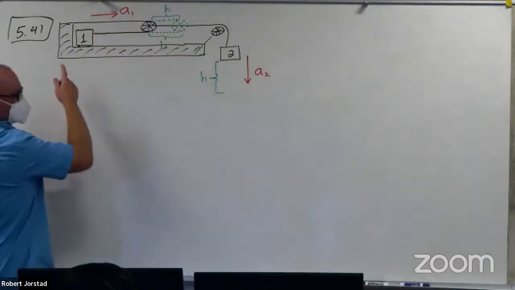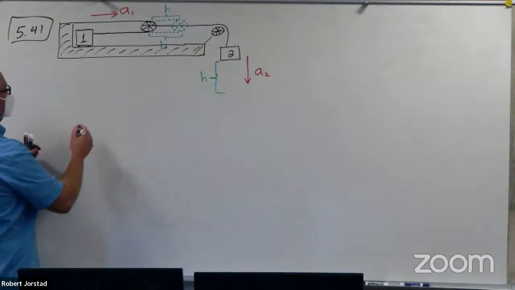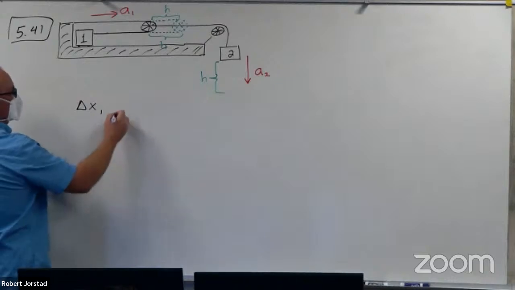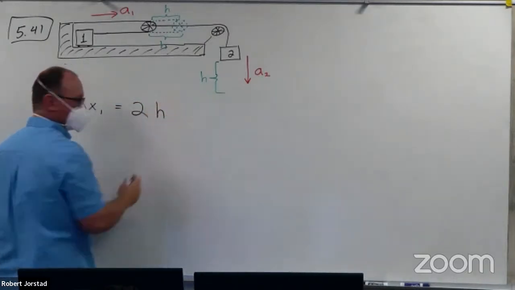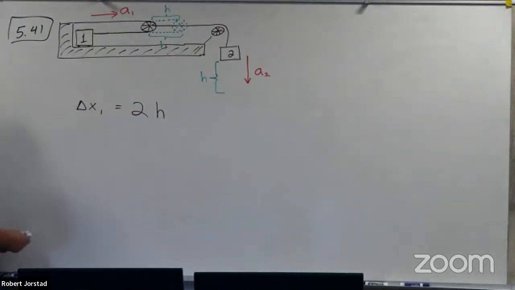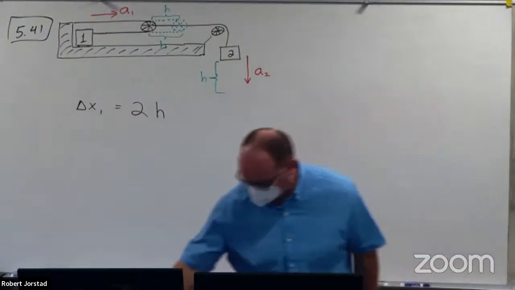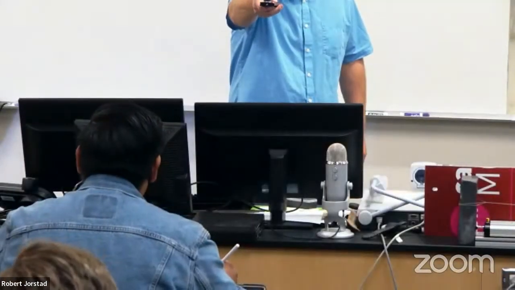Yeah, so we should see this. Let's actually look at the object move, right? So the claim is delta x1 should equal twice h, right? It should move twice as much. Let's see if that's true. Let's see if I'm lying. Oops, wrong way.